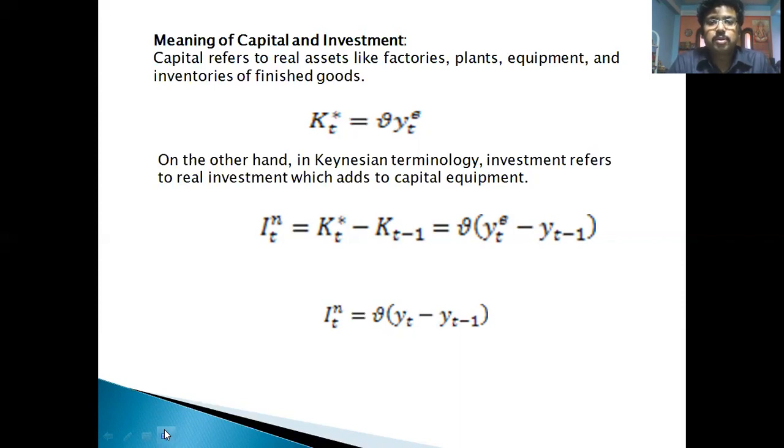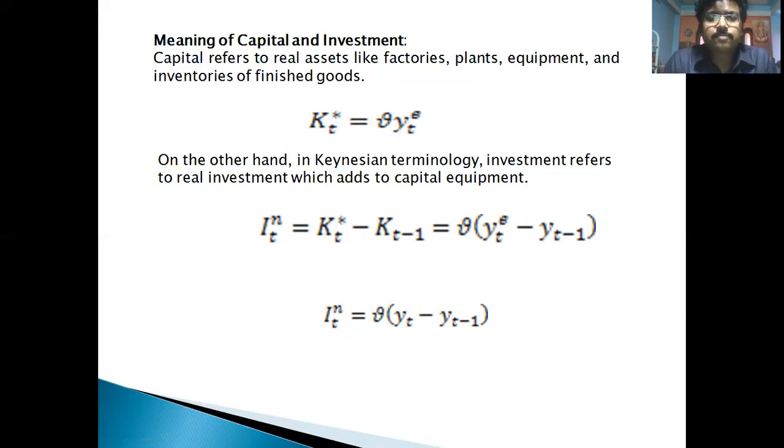So there is an equation. If you have a look at this equation, you find that the capital stock by the end of a particular year is the capital stock required to produce the expected output of the coming year. Okay, this is the capital stock.